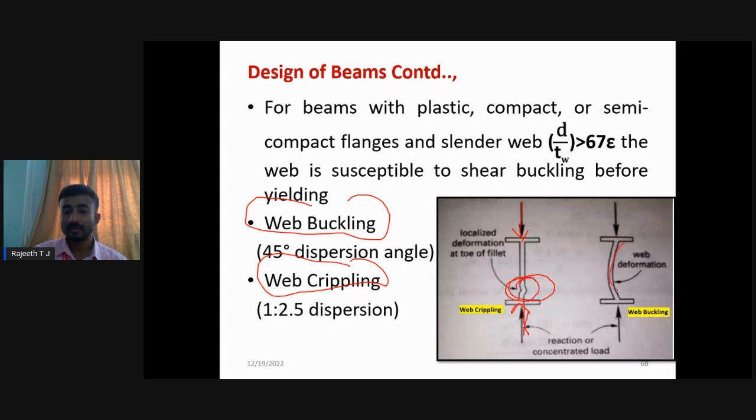If the entire web is going to deform because of the concentrated load, then we call it web buckling. The second one is web buckling, and the first one we call web crippling. The dispersion angle we should take while calculating the web buckling strength is a 45-degree dispersion angle, whereas for web crippling, we should take a 1:2.5 dispersion angle.